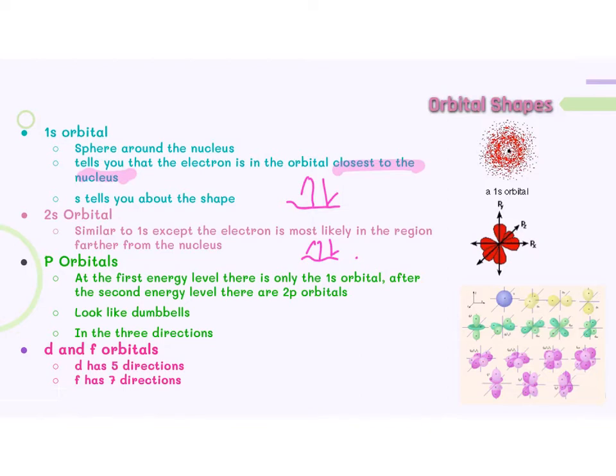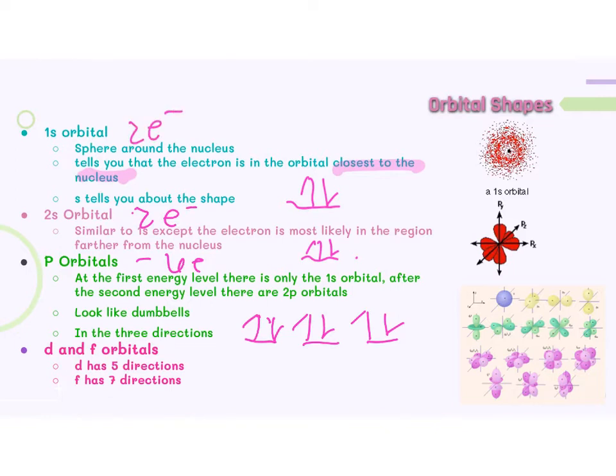The p orbitals come after the 2s orbitals. So the first energy level, there is only the 1s orbital. After the 2s orbital, the 2p orbitals look like dumbbells and they're in 3 directions. So because they're in 3 directions, they can hold at most 6 electrons. So the p orbitals, 6 electrons. The s can only hold 2 electrons.